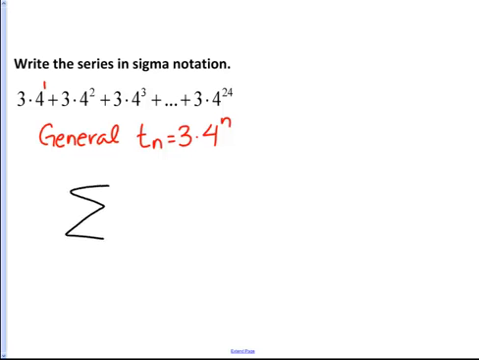For sigma notation, we need to know where we start and where we finish. Notice that the first term has a power of 1, and the last term has a power of 24. So that means we're going to add up from the first term to the 24th term. Whoops, you don't need an n equals on the top there, my mistake. And it'll be 3 times 4 to the n.